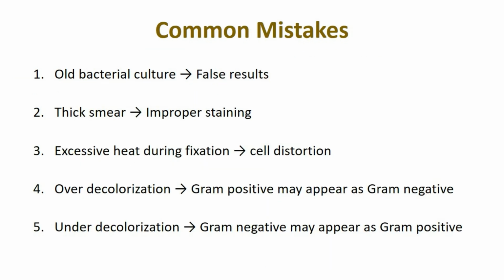Common mistakes in gram staining technique are: false results can occur when we use old bacterial culture. Improper staining can be caused by a thick smear. Excessive heat during fixation can be a cause for cell distortion. Over-decolorization is a cause for gram-positive to appear as gram-negative. Under-decolorization is a cause for gram-negative to appear as gram-positive.